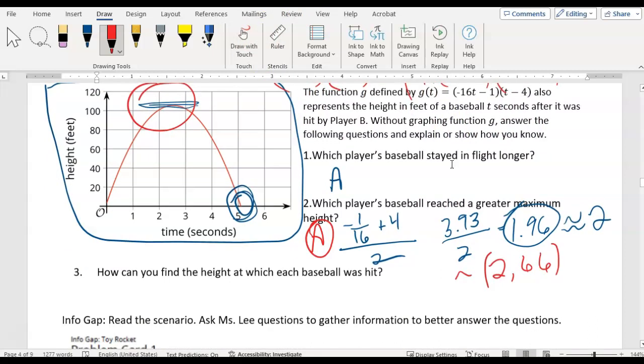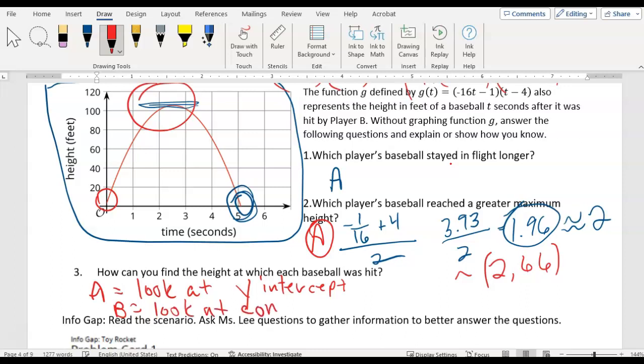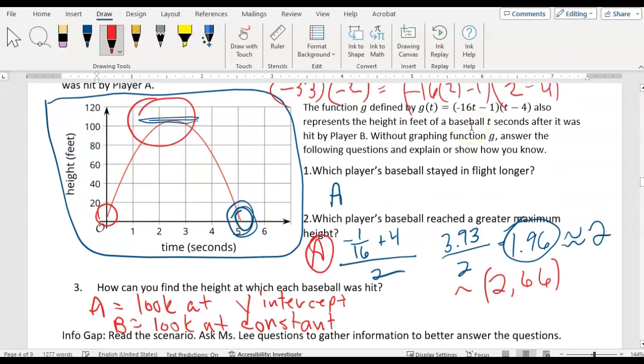And it says, how can you find the height at which each baseball was hit? So for A, we look at the y-intercept, or the vertical intercept, which is here. It's going to be somewhere under 10. And then for B, we look at the constant in the standard form of the equation. So if we multiply negative 1 times negative 4, we would get positive 4. And so that would be the constant there.